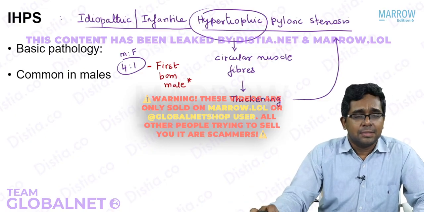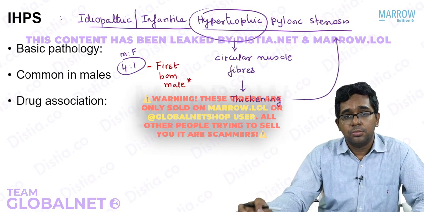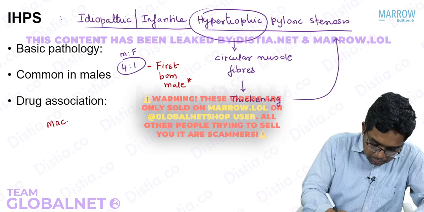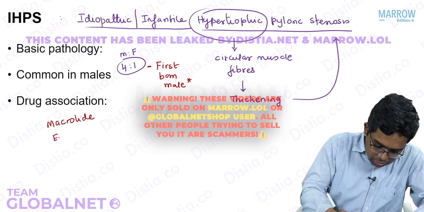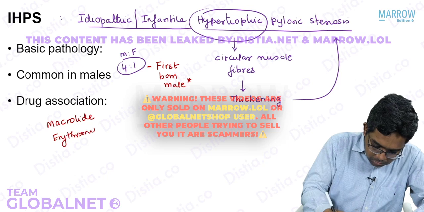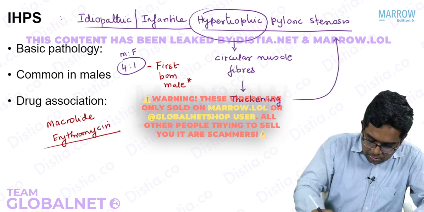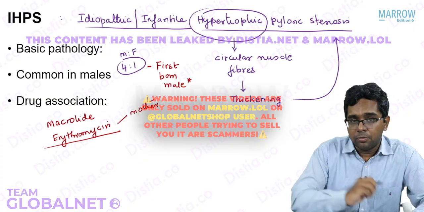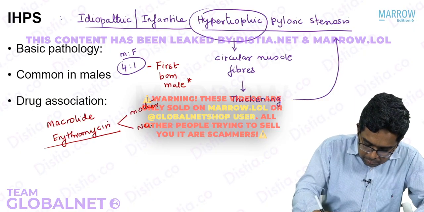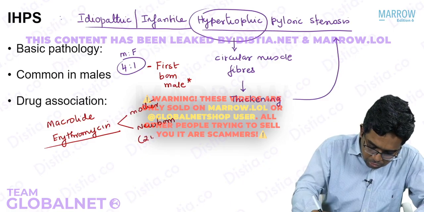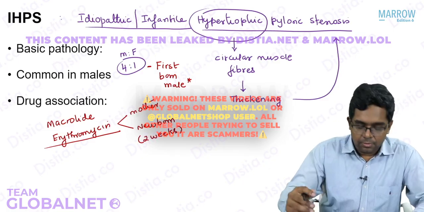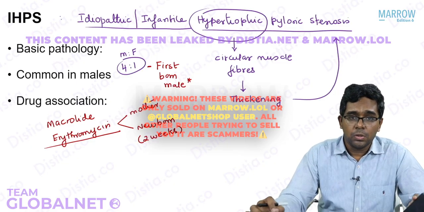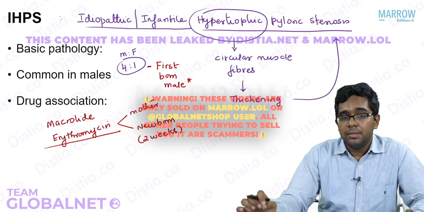Next important one-liner is a drug association noted in the newborn period. It is usage of macrolides, especially erythromycin. This erythromycin usage either by the mother during pregnancy, especially before delivery, or in the newborn baby within the first 2 weeks after birth, is associated statistically with pyloric stenosis. That is why this drug is usually avoided for any treatment purpose in the newborn period.